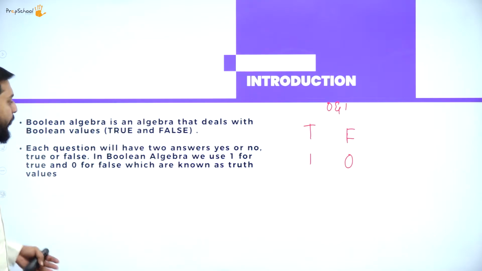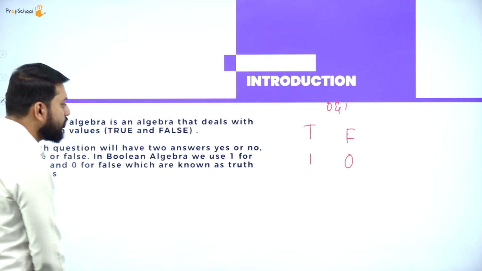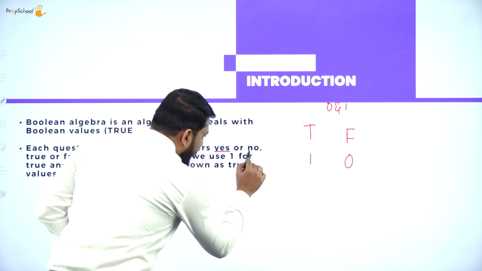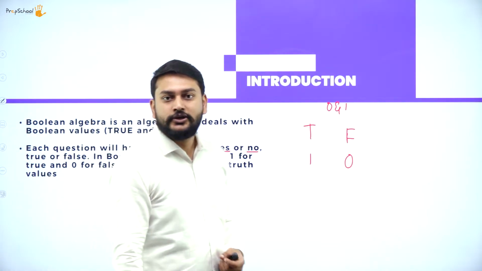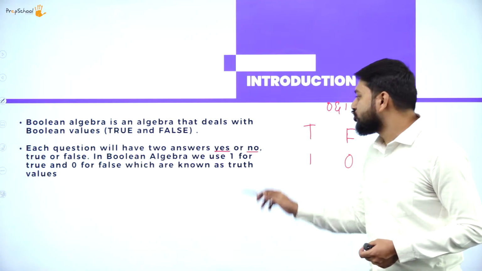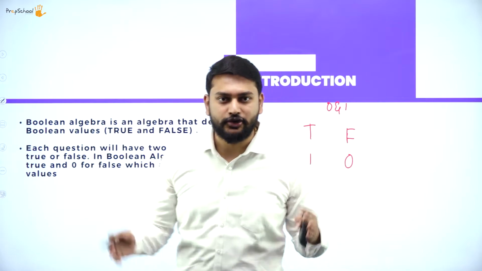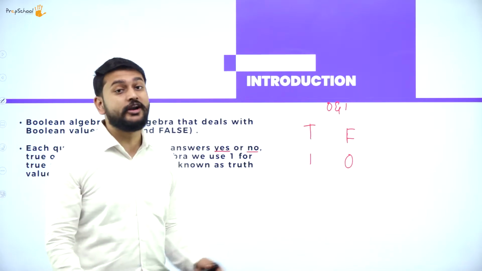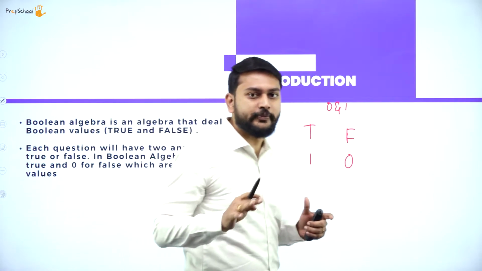Alright, the second point says the same thing. Each question will have two answers, yes or no. That's what they are trying to say with true or false. In Boolean algebra we use 1 for true and 0 for false, which is the second point that you have to remember, which we have already discussed. This is the basic thing you should know before we start this topic.